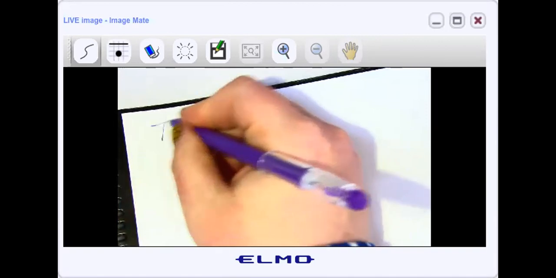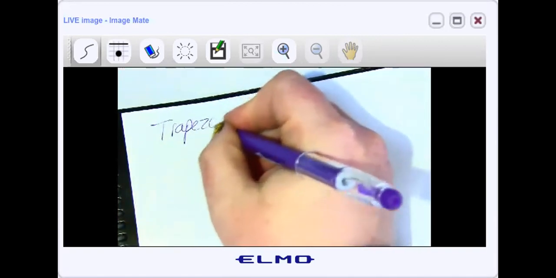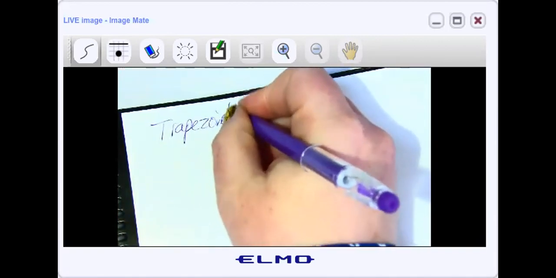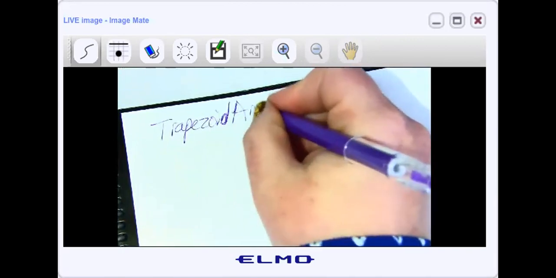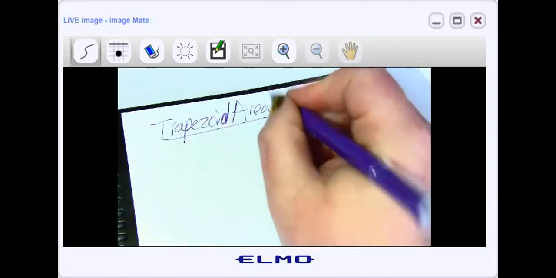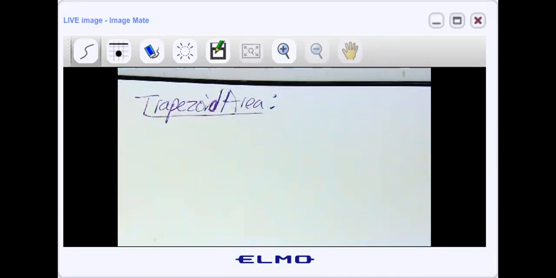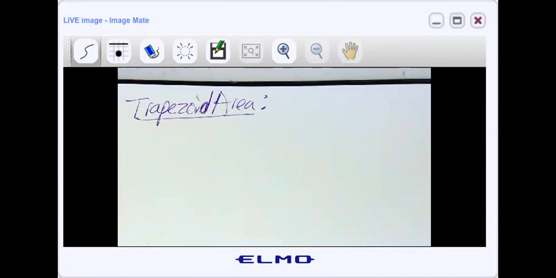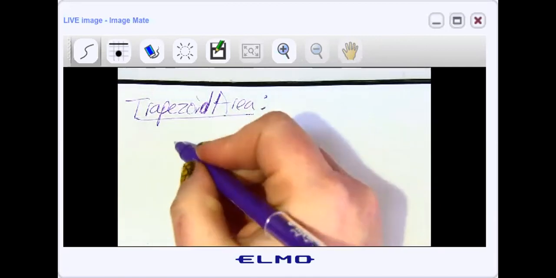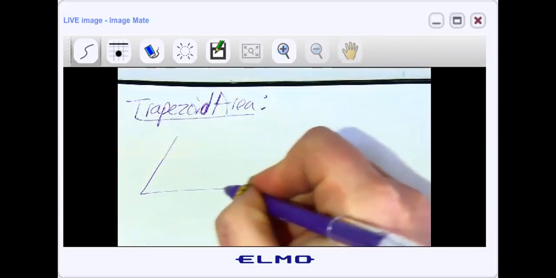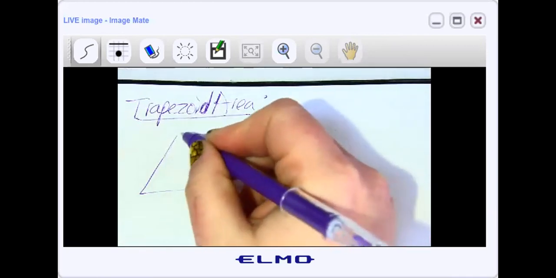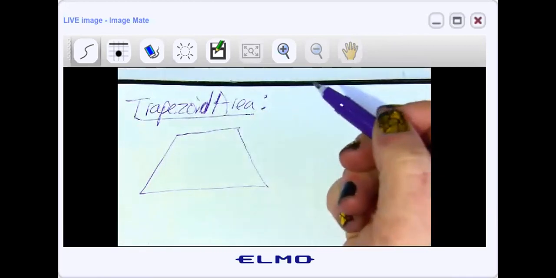Trapezoids. Oops, let's spell trapezoid right. Trapezoid area. This formula looks weird, but here's how I like to think about it. It's the formula for area of a triangle, just altered a little tiny bit. So actually, before I write it, I want to draw you just a regular old trapezoid and talk about some of the pieces. Okay, and this works whether it's isosceles, not isosceles, it doesn't matter.